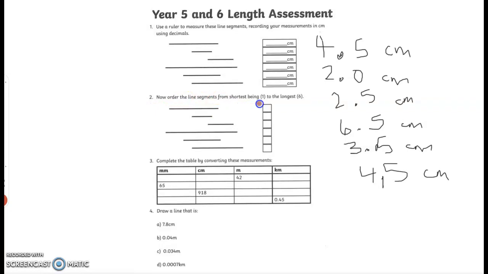the shortest is number 1, to the longest, number 6, because there are 6 of them. I want you to now pause this video and work out and number them all, shortest to longest, and then after you've done that, push play again and I'll give you the answers. Very good.